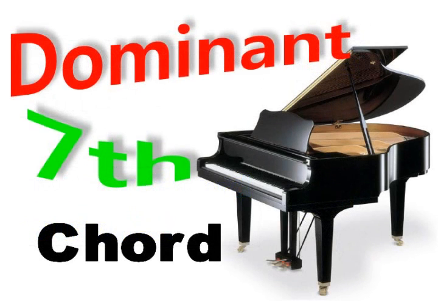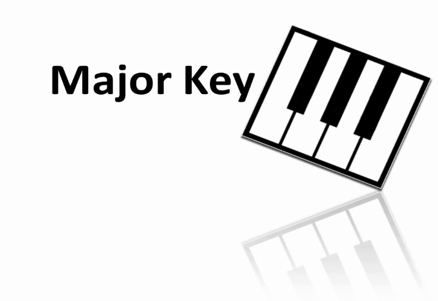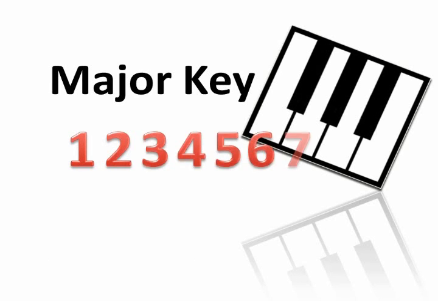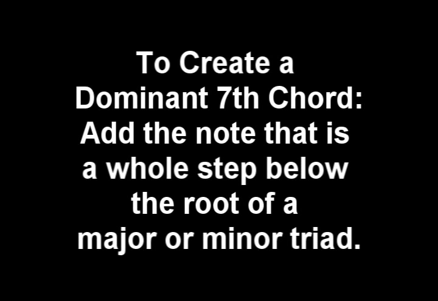The first kind of 7th chord we're going to look at is the dominant 7th chord. A dominant 7th is also known as a flat 7th. This means that the tone itself is not a member of the key you're building the chord off of. If you count the 7 notes of a major key, the 7th note is flatted to get the dominant 7th. For example, a B is the 7th tone in the key of C, but the dominant 7th of the C chord is B flat. The easiest way to create a dominant 7th chord is just to add the note that is a whole step below the root of a major or minor triad.